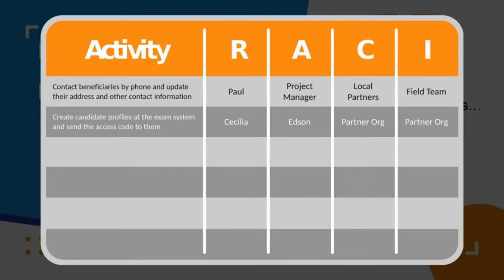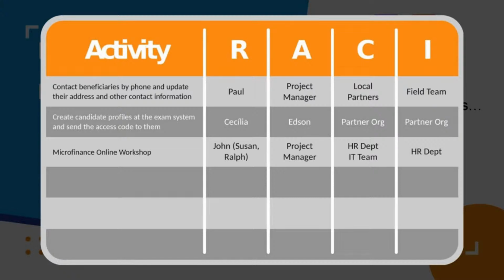The consulted people would be all partner organizations. So Cecilia will have to collect all the candidates' emails and names to add to their profiles by contacting the partner organization. And of course, the partner organization is also informed when the task is completed. So see, you might have a consulted person who will be consulted through the task, while it's ongoing and what's being performed, and also at the end to be informed that it has been completed.